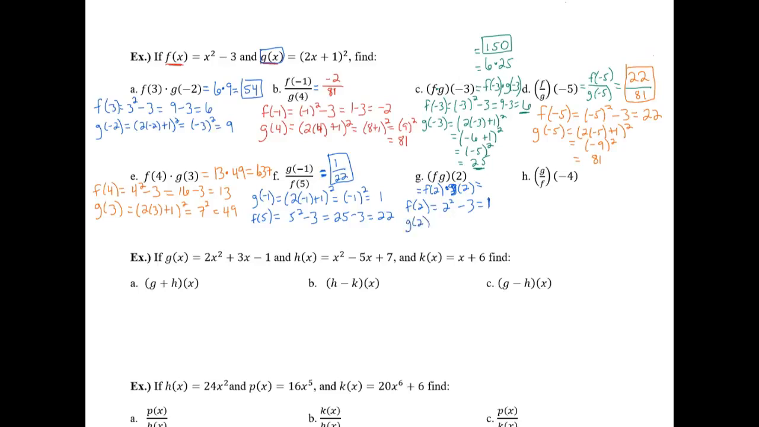g of 2, I have to do 2 times 2 plus 1 and then square it. 2 times 2 is 4. 4 plus 1 is 5. 5 squared is 25. So overall, I need to take f of 2, which I got 1, times g of 2, which was 25, and I end up with 1 times anything is itself. So 25 overall.